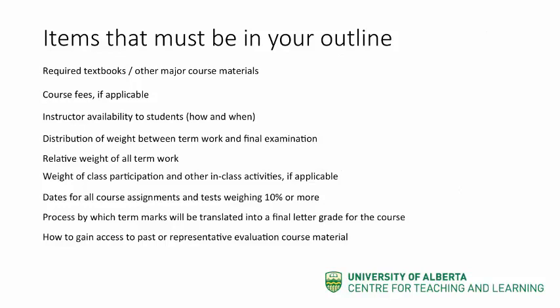Items that must be in your outline include the required textbooks and all other major course materials, the course fees if applicable, the instructor availability, the distribution and weight between term work and final exam, the relative weight of all term work, the weight of participation and other in-class activities if applicable, the dates for all course assignments and tests weighing 10% or more, the process by which the term marks will be translated into a final letter grade, and how to gain access to past or representative evaluation course material.